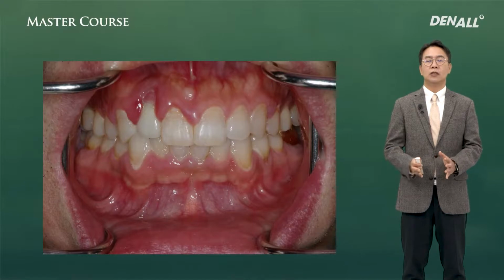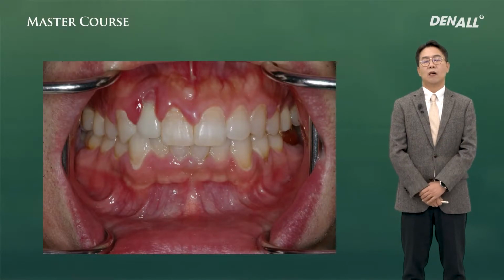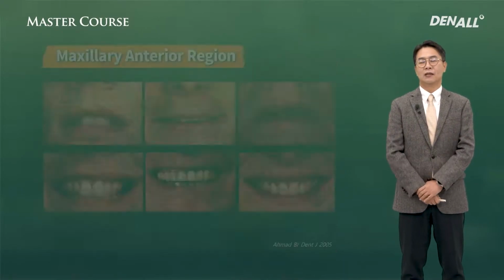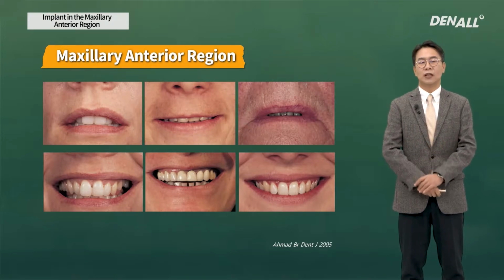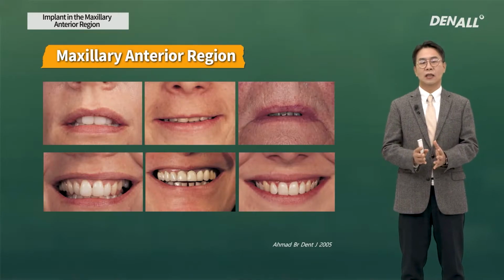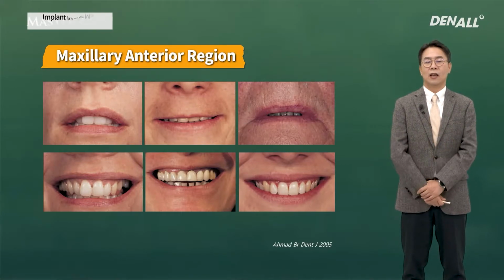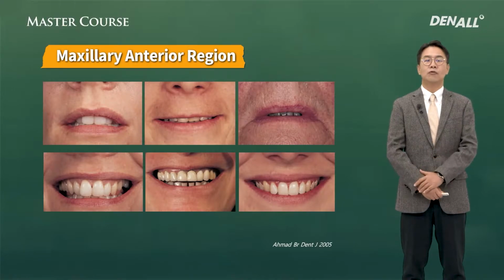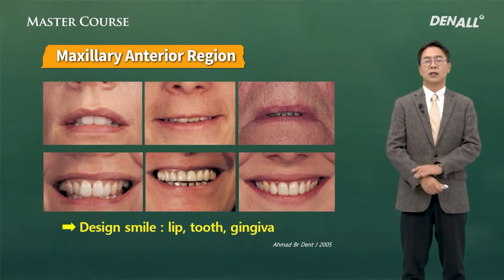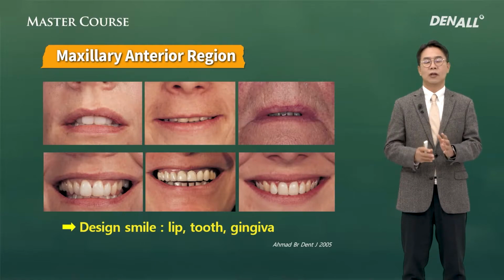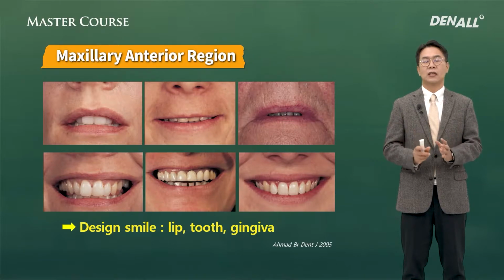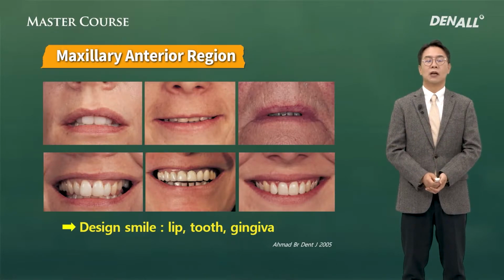What do we need to consider? The teeth in the maxillary anterior. Not just the mouth, we look at the face. Let's look at the aesthetic components before smile and after smile, and they are very different. And what are the components? Lips, teeth, and gingiva. We actually overlook the lips. The lips are very important in determining the aesthetics of upper anterior.